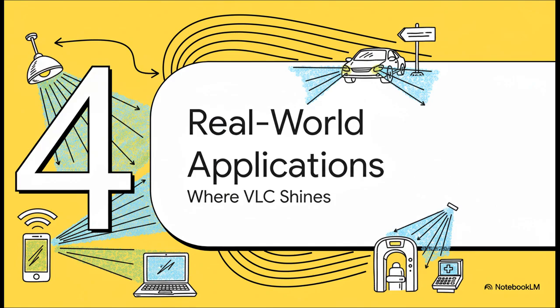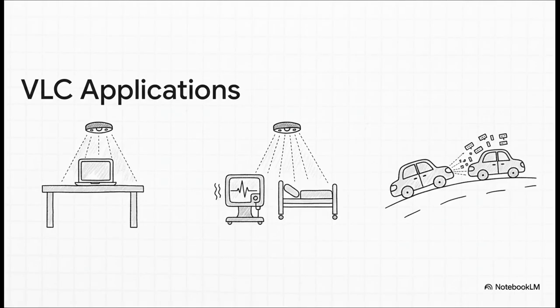So with these incredible advantages in security and bandwidth, where can we actually use this stuff? Let's look at where VLC really shines. The best-known application is probably Li-Fi, which stands for light fidelity. Just think of it as Wi-Fi, but delivered through light for insanely fast internet in places like offices or schools. In healthcare, it's a huge deal because light doesn't cause the same electromagnetic interference as Wi-Fi, which can be a real problem for sensitive medical care.